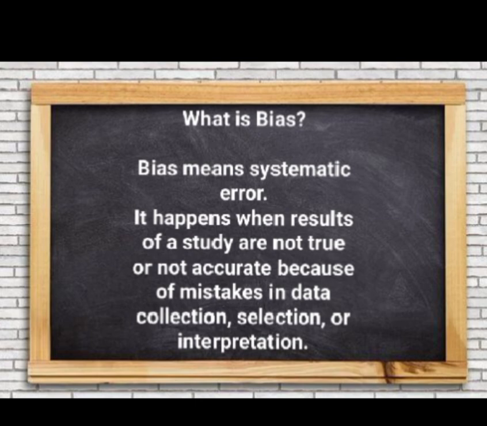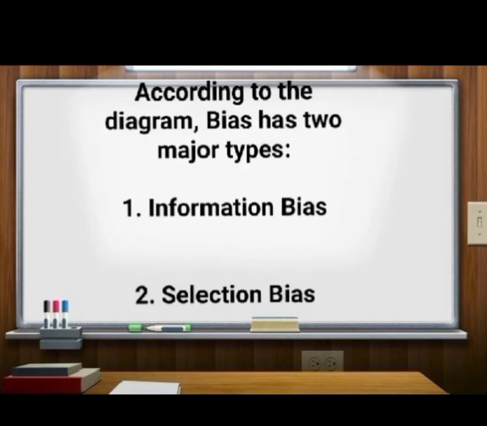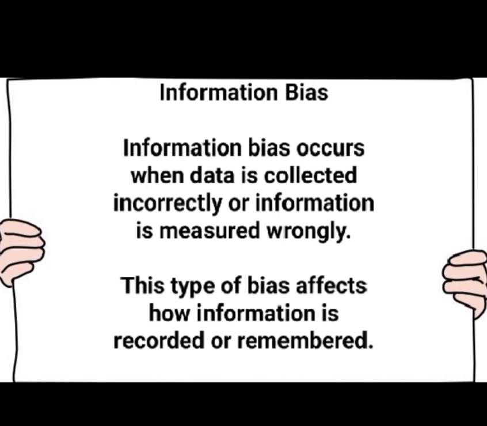According to the diagram, bias has two major types. The first one is information bias and the second one is selection bias. Let's discuss them one by one. Information bias occurs when data is collected incorrectly or information is measured wrongly. This type of bias affects how information is recorded or remembered.